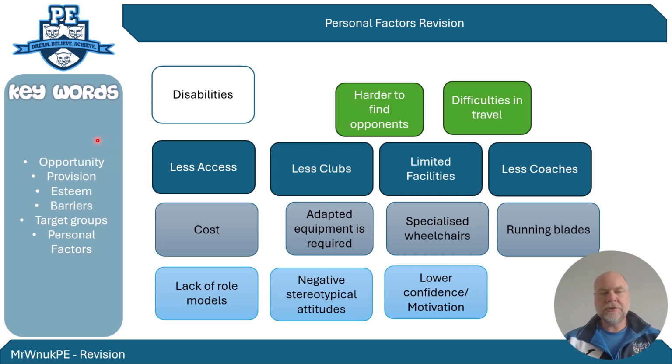Now, opportunity means things that people have available to them. So it's more of a personal thing. Opportunity could be down to things like how much money they have or how much free time they have. Provision is what's put on by outside people or outside organisations, or what's available to them to take part in. And then esteem is the personal, emotional side of it, their confidence and their feelings.